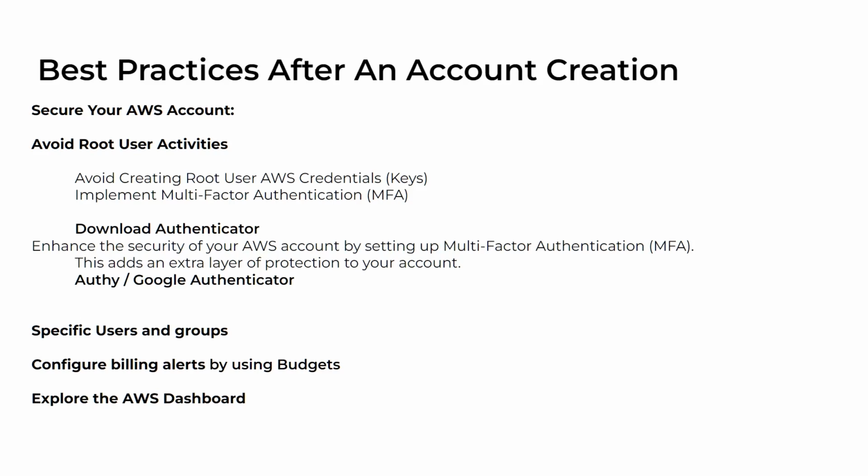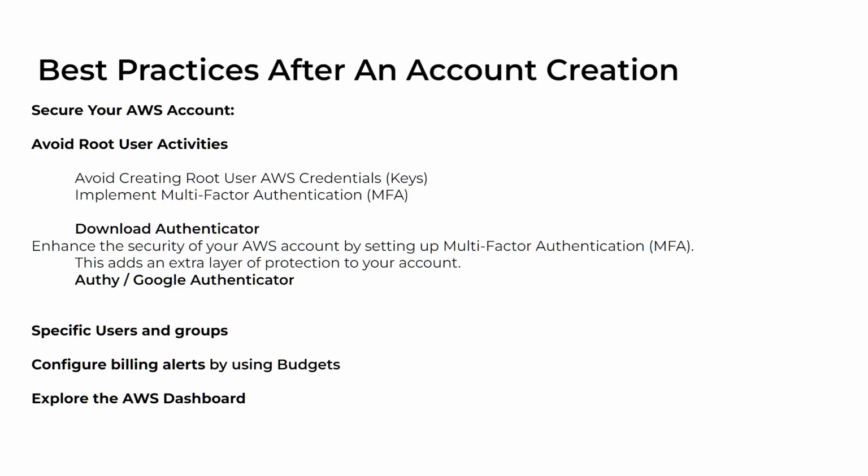Before that, once we create an account, we should add MFA to the root user. The root user is, in my case, the email and password I provided when creating the account. For adding the MFA, what we need to do is download the authenticator. MFA is multi-factor authentication, as you are aware. MFA will add an extra layer of security to our account. I will show you a demo in a couple of minutes of how to add the MFA.